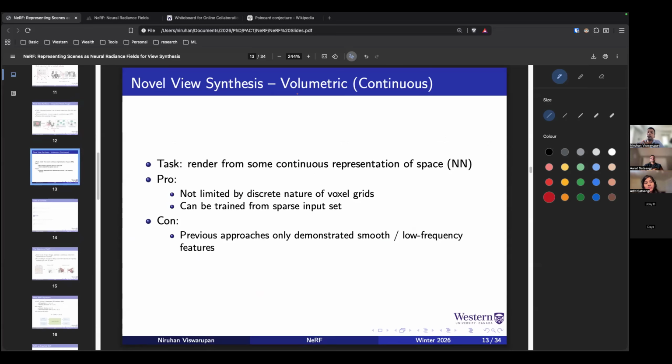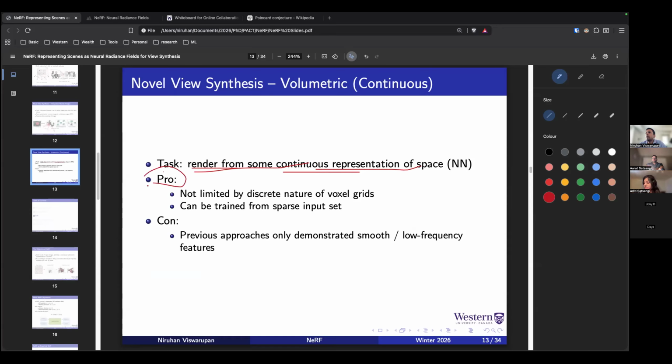The next one is volumetric and continuous, which is where NeRF falls. There are a lot of approaches here, and NeRF is one of them. The task is to render from some continuous representation of space. That means x equals 1, x equals 2, x equals 1.1, x equals 1.115: each point in space will have some RGB or some value in the output. So you have a continuous representation, and then you try to render from there.